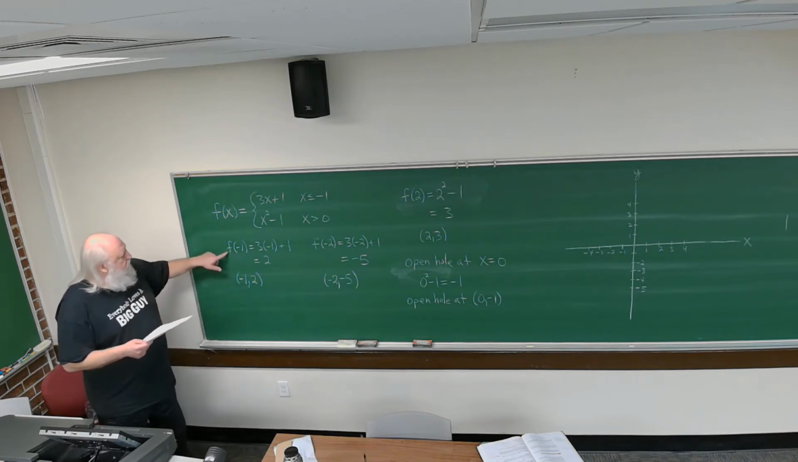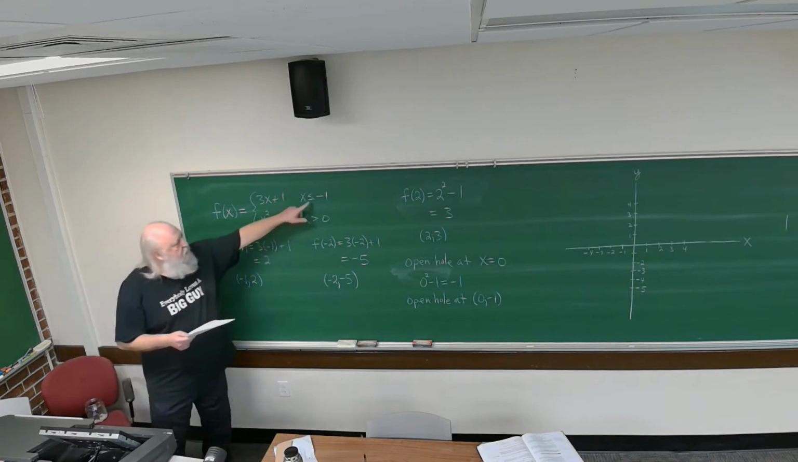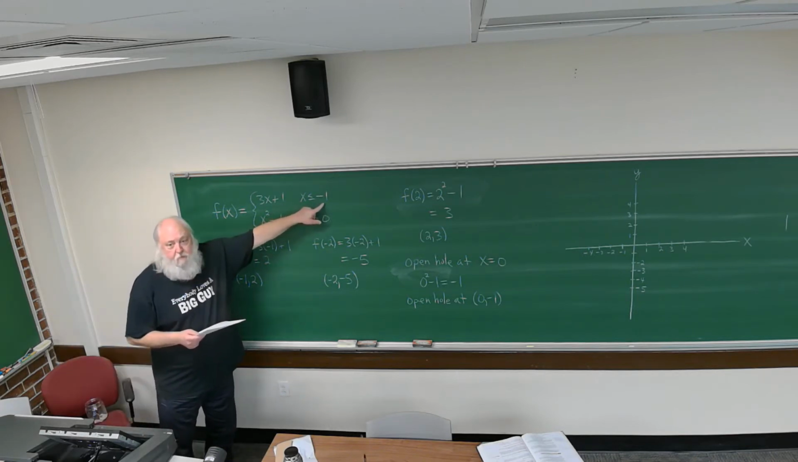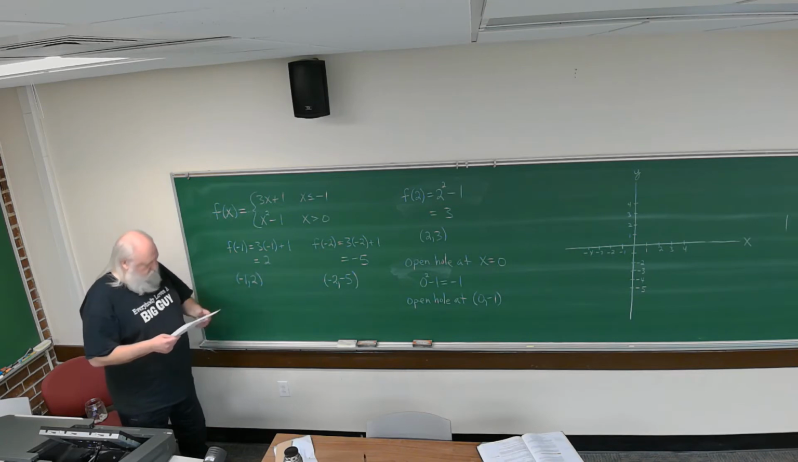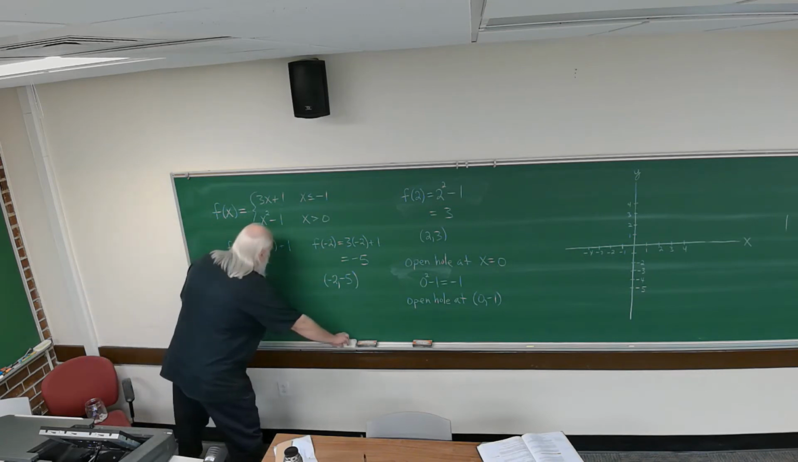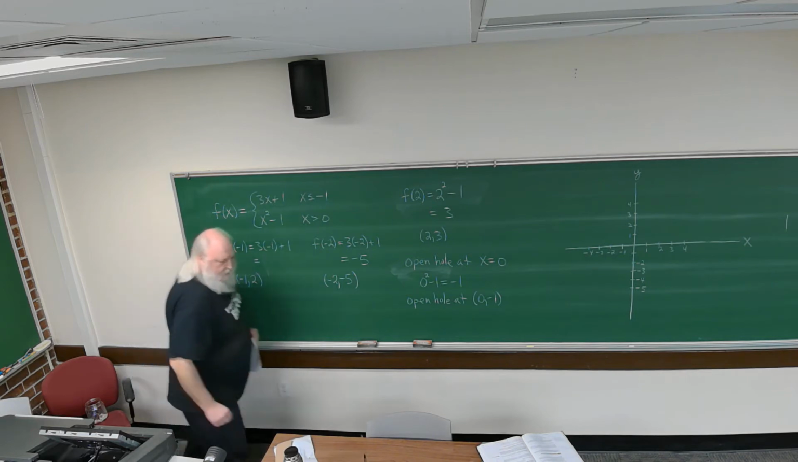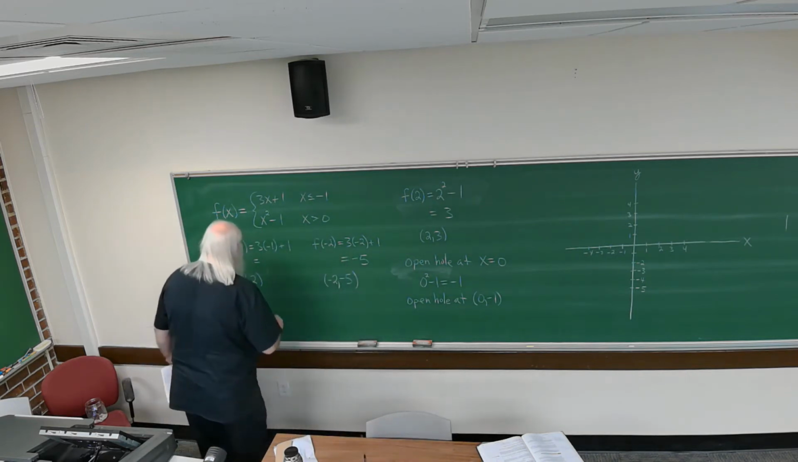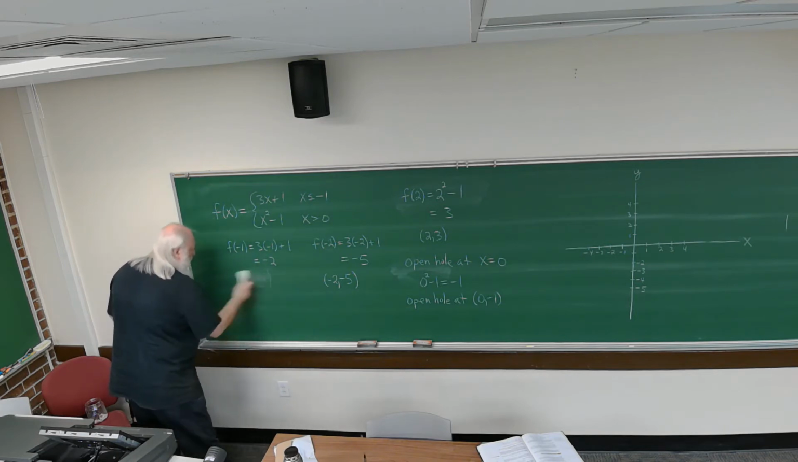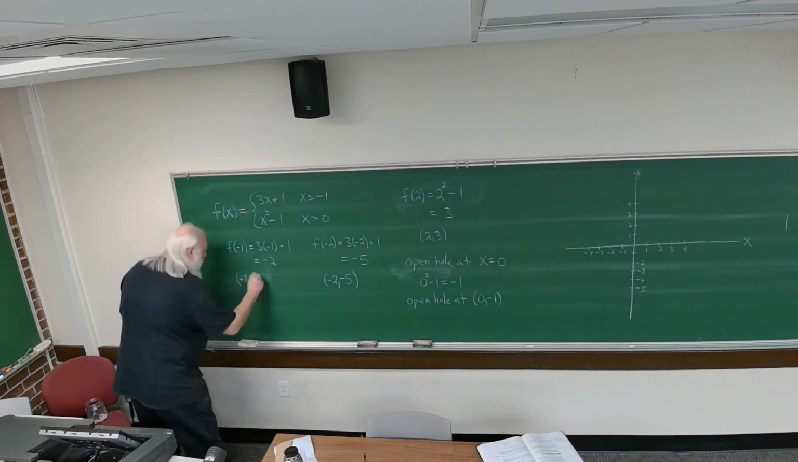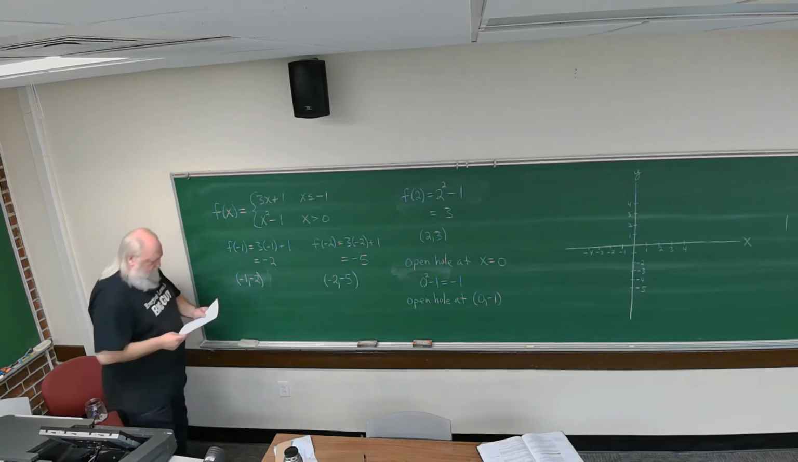So f evaluated at x equals -1. Well, -1, right, is less than or equal to -1. So we use the first formula in evaluating the function f at x equals -1. And we put in -1 for x. We have 3 times -1 plus 1, which is equal to -2. I have a correction. It's equal to -2. And so the point -1, -2 is on the graph of this piecewise function. Okay?